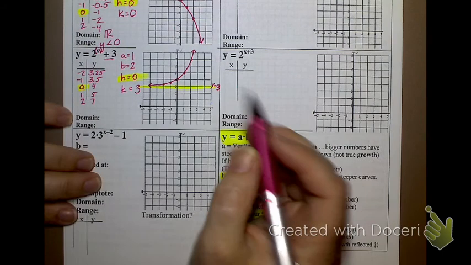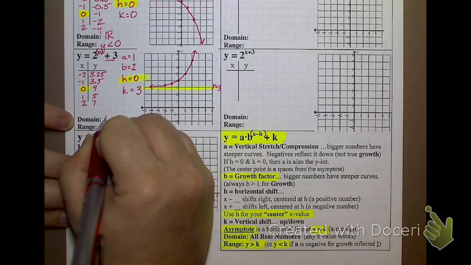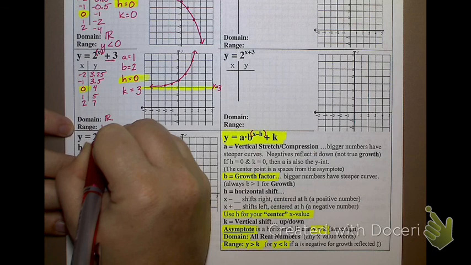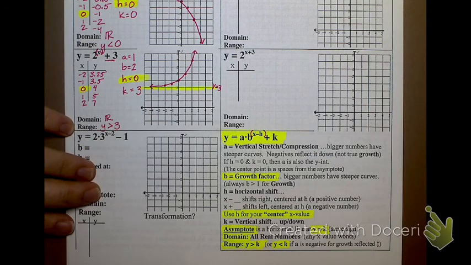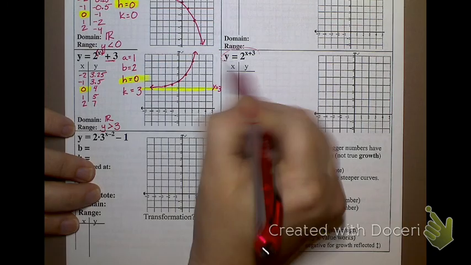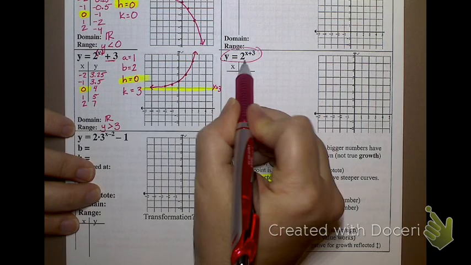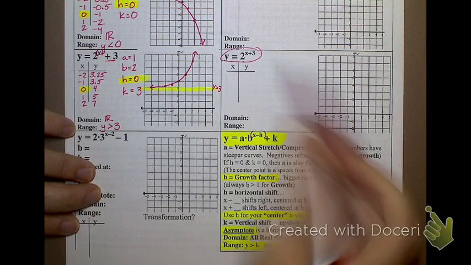What's my domain? All real numbers. What's my range? Y is greater than 3, because my k value is 3 this time. Okay, I'm going to jump to the back side. I was going to do this one, but I'm actually going to jump to decay to do this one. So, let's find the decay one that has an h value to deal with.